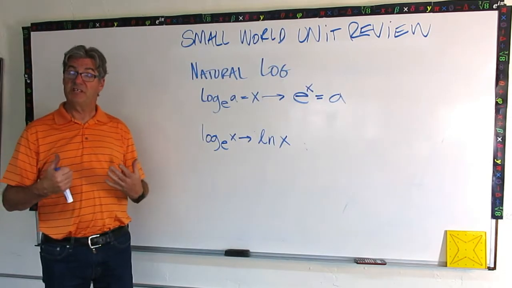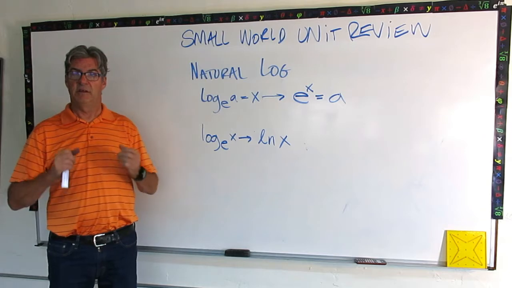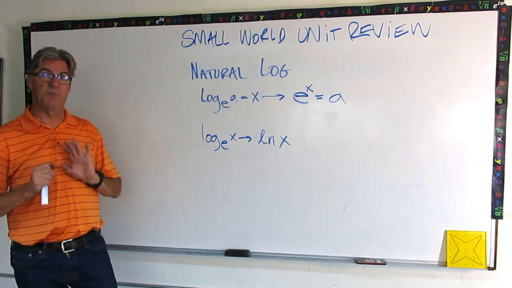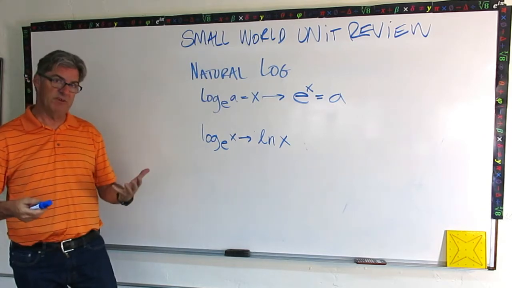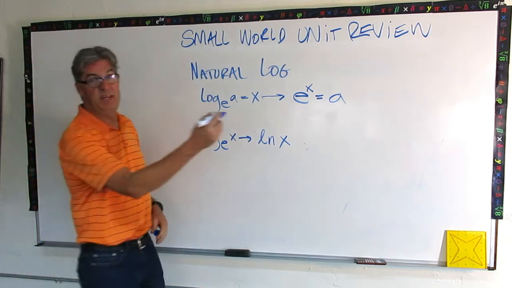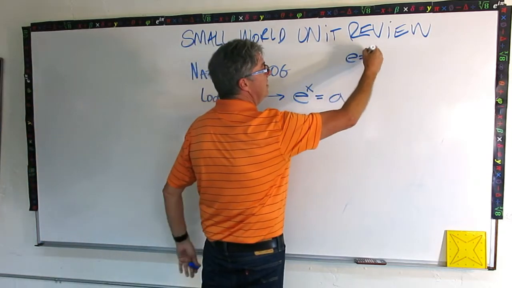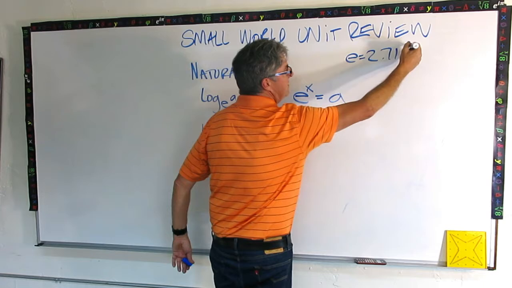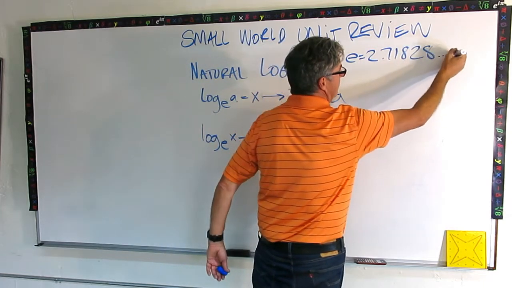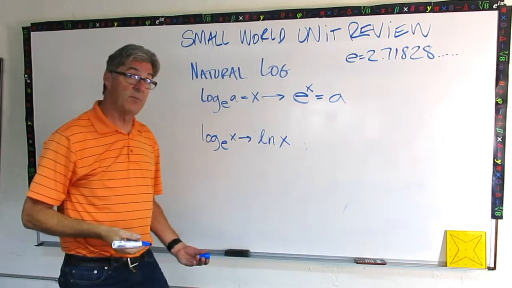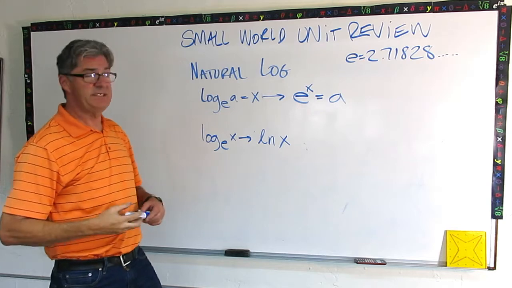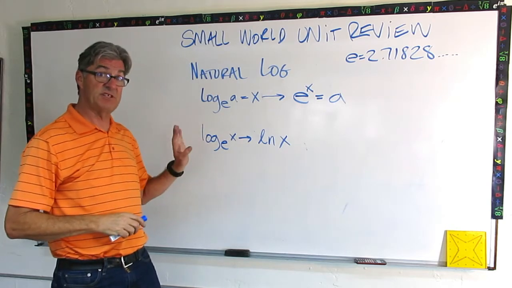Okay, then we looked at natural logs. And natural logs are just logs to the base e. And we've had some recent stuff on e, and you probably remember that e is approximately equal to 2.71828, and it goes on and on. It's an irrational number just like pi, okay? But it's a special base, and we'll talk about that in just a minute.